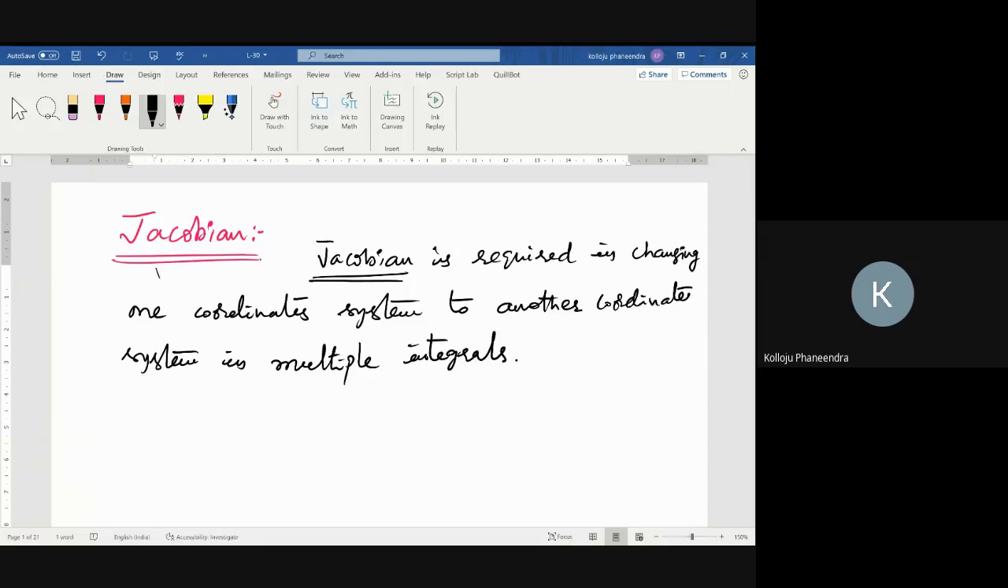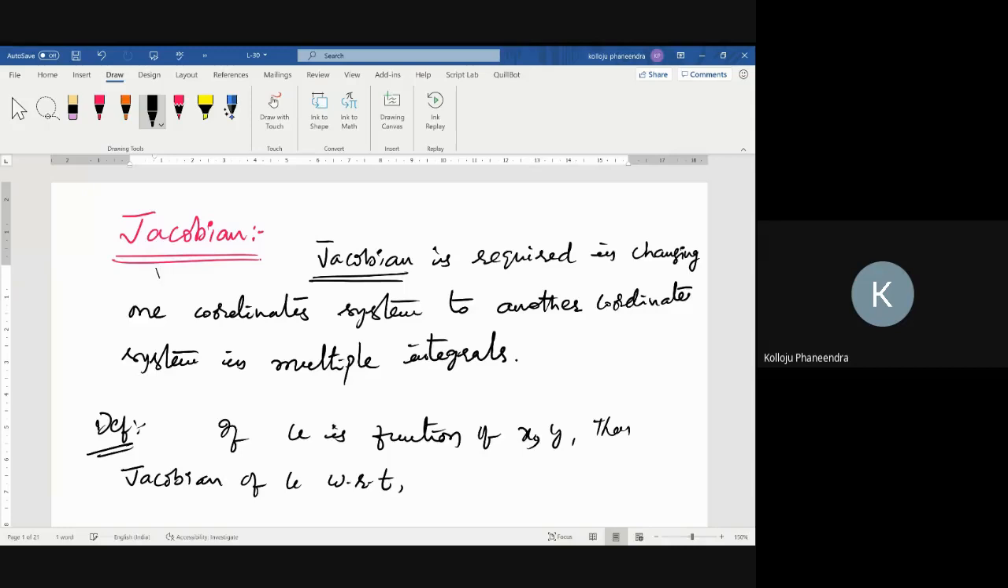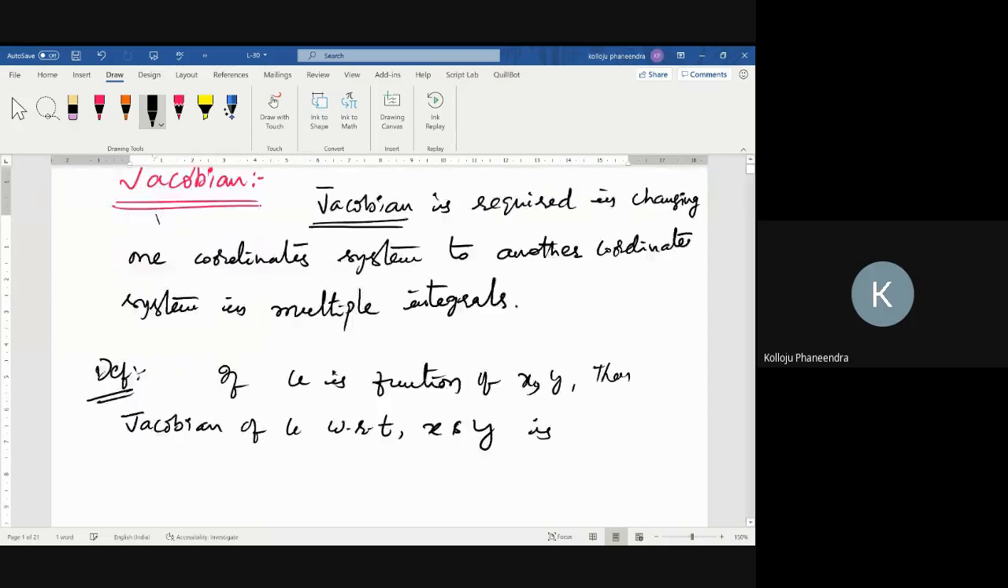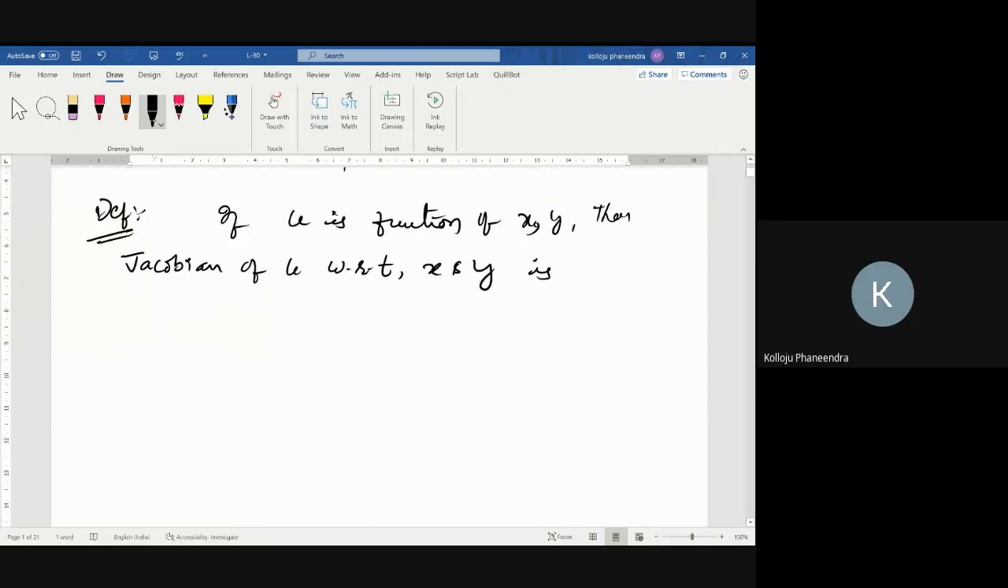Jacobian is a value. And what is the definition? Jacobian definition: if u is a function of x, y, then the Jacobian of u with respect to x and y, see the notation, one can write J, or one can write J of u. You write like this, not one function, two functions, two by two, at least two functions.